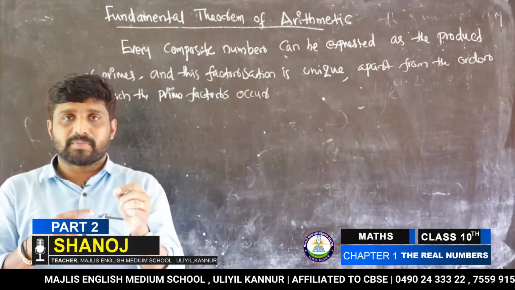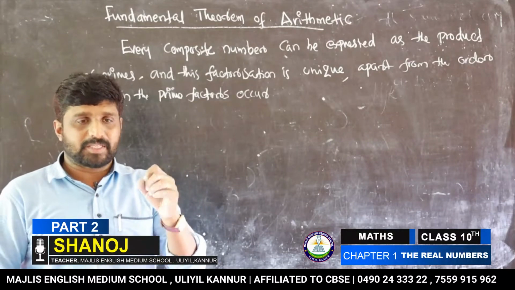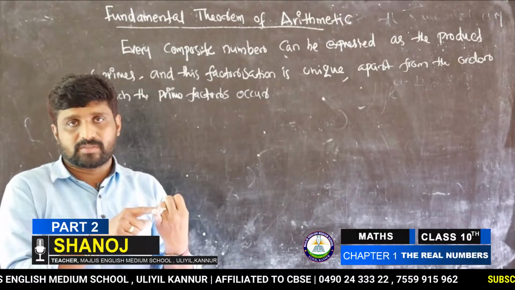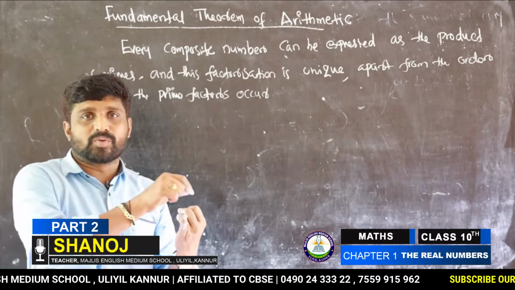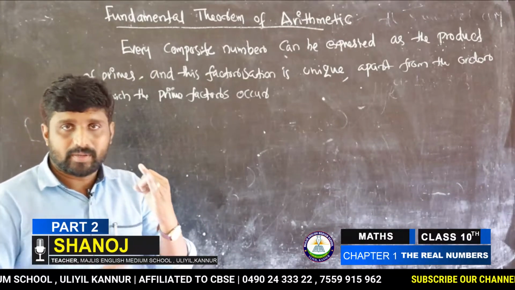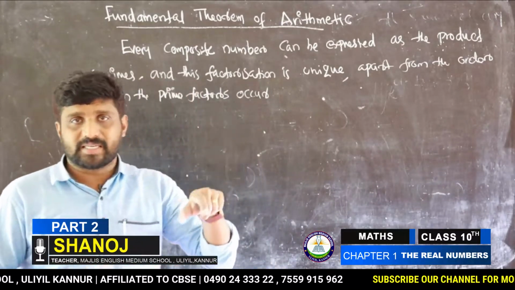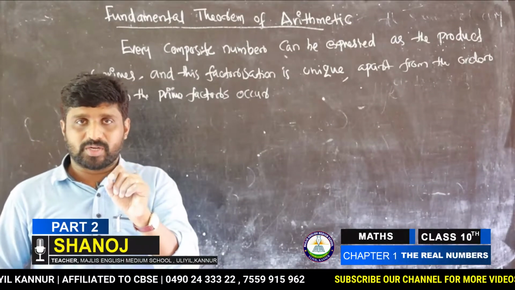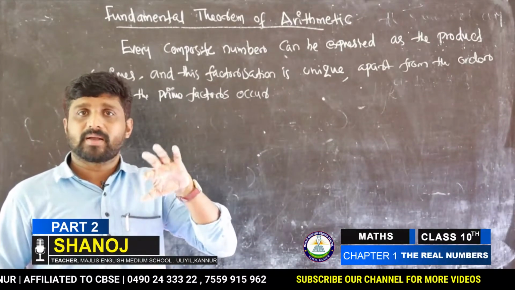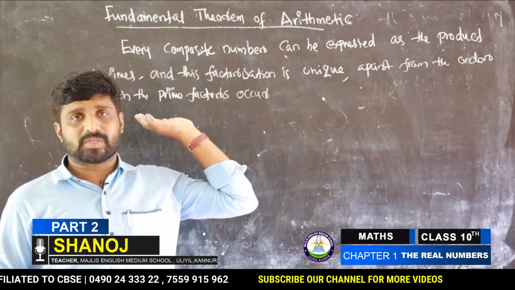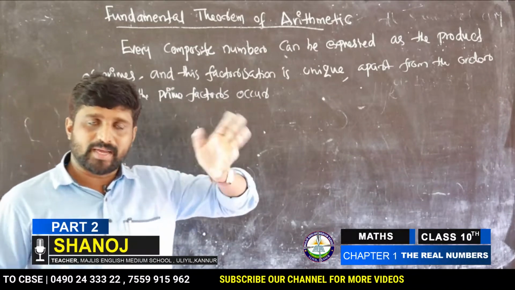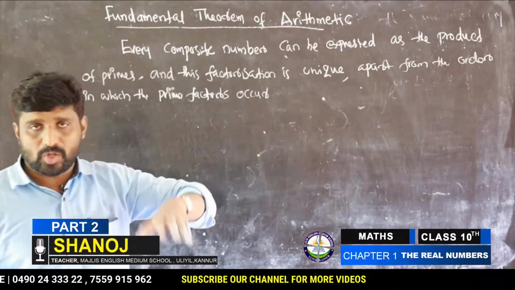Suppose we consider the number 6. 6 can be expressed as 1 into 6. One more is there, 2 into 3. So 6 can be expressed as 1 into 6 and 2 into 3, but 6 is not a prime number, it is considered a composite number. A number with more than 2 factors is considered a composite number.